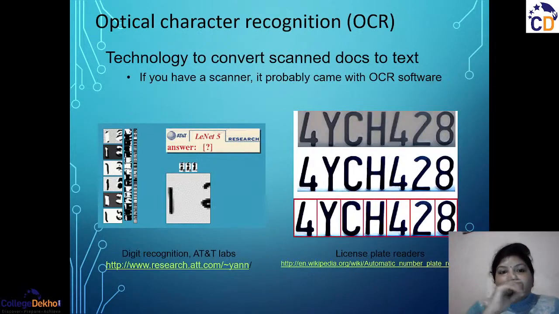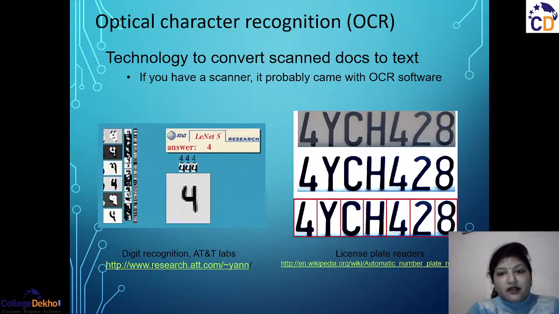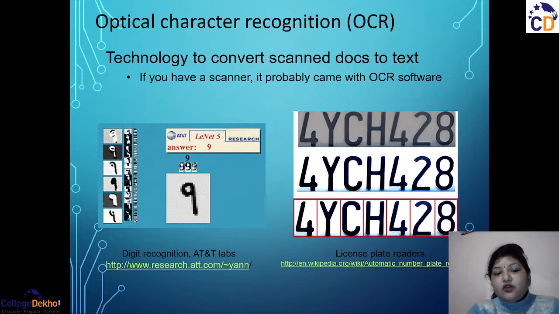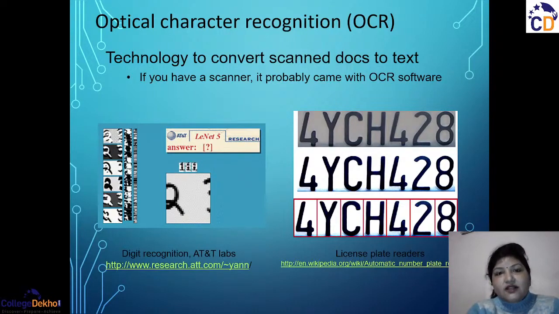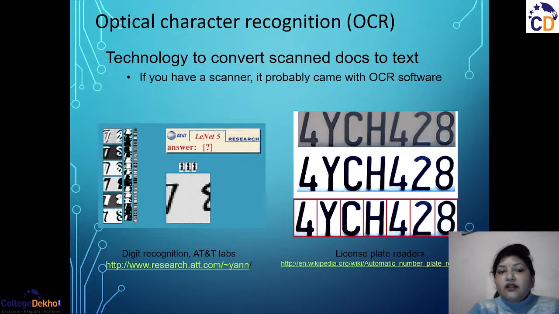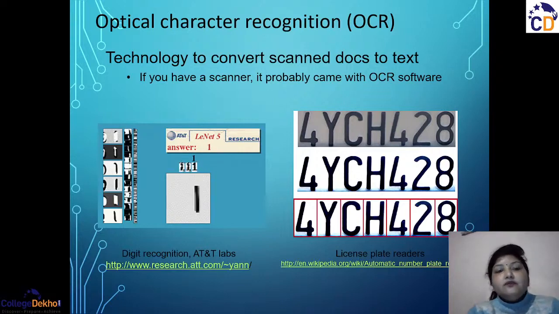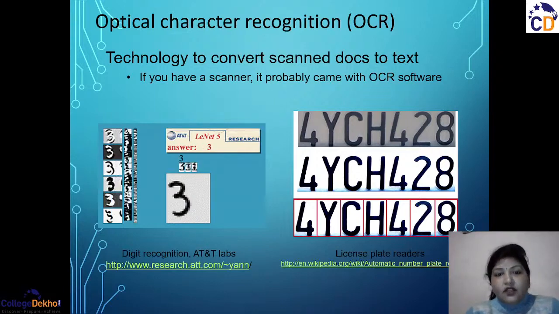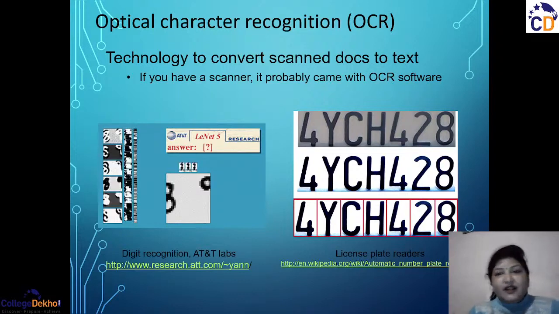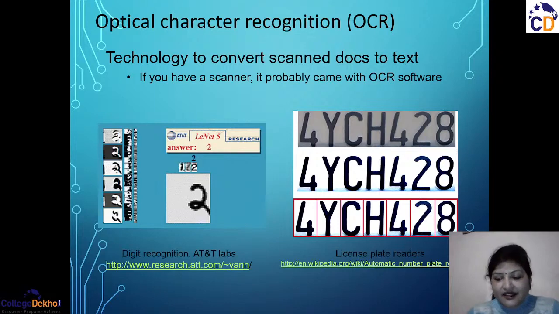Then we have optical character recognition. So it's basically an image. Now this image is going to be processed, and we can scan whatever is written on that document, and it converts into text. Then when it converts into text, we can use NLP for reading out the content.